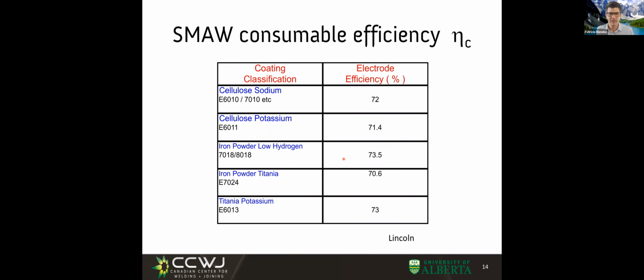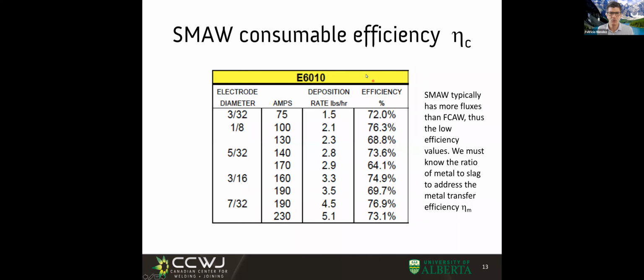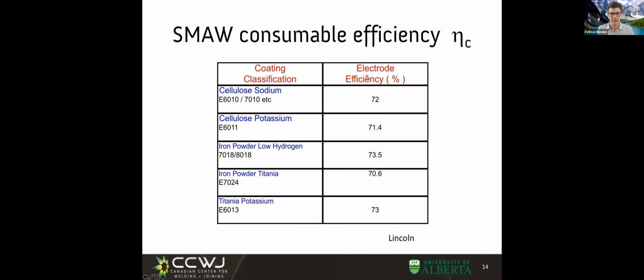Here we have data. This data I have here, in these yellow tables, comes from ESAB. I have a similar table from Lincoln with very similar numbers.